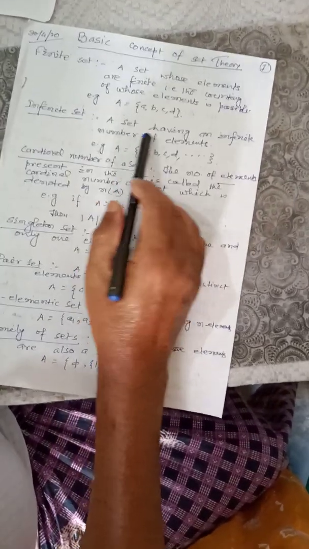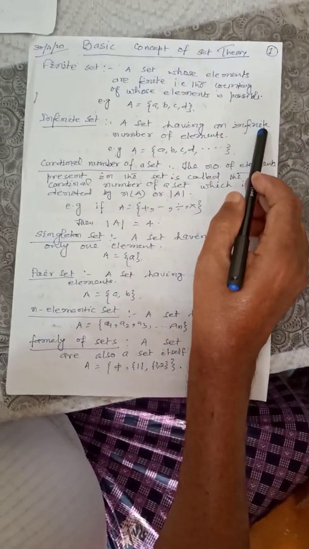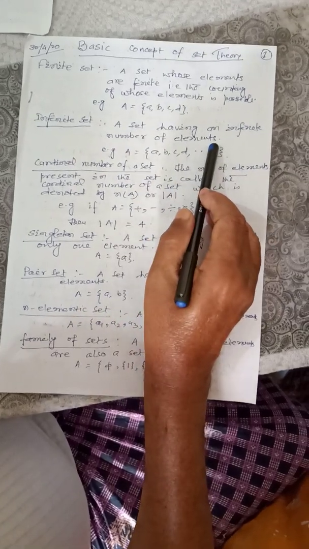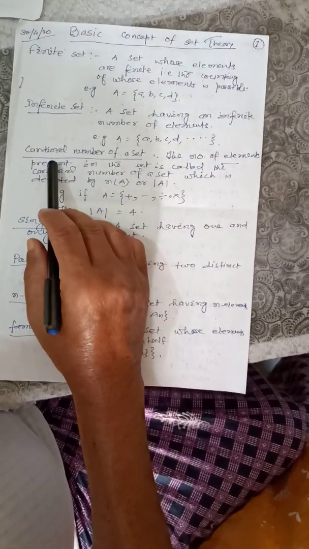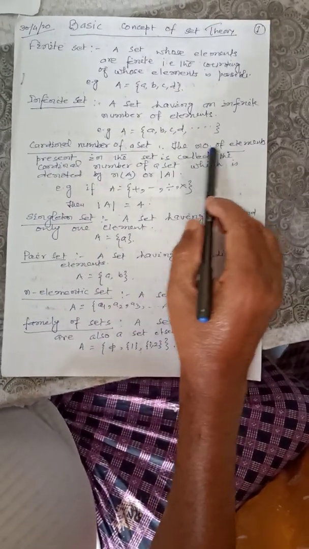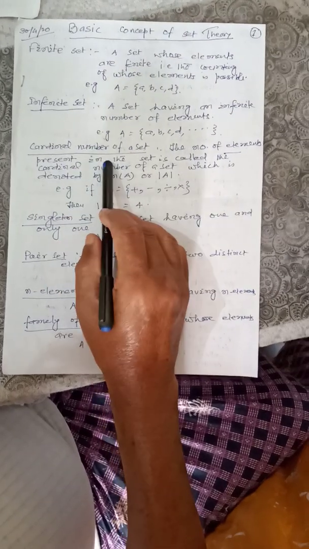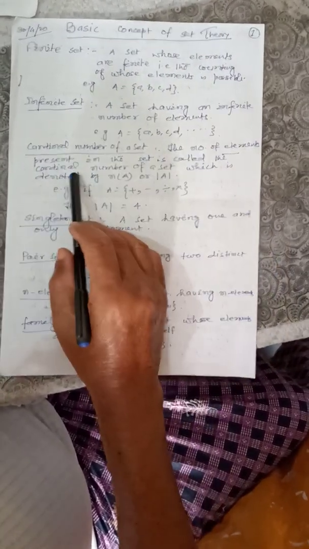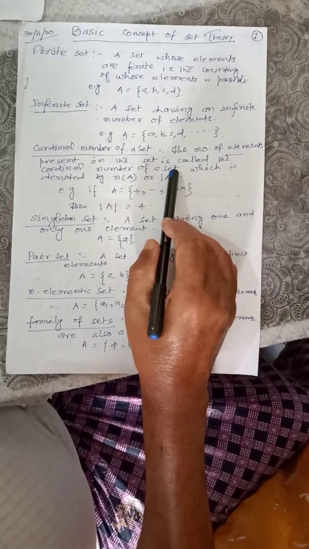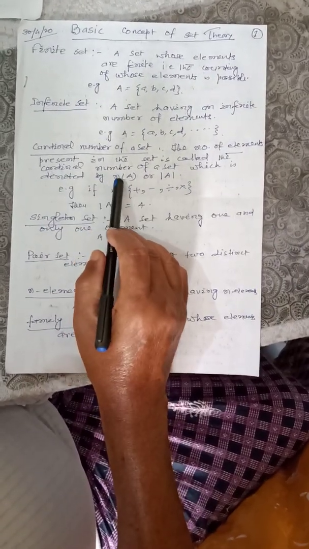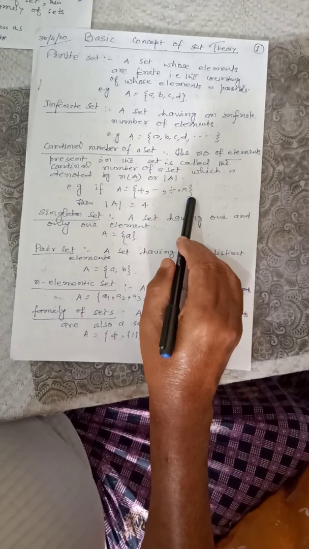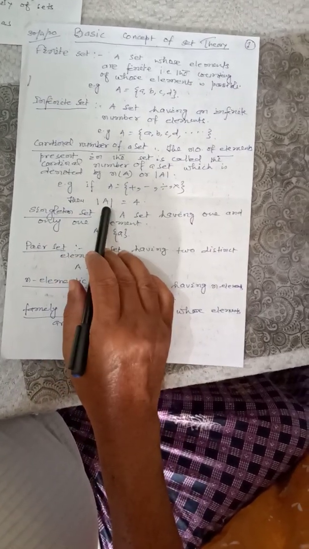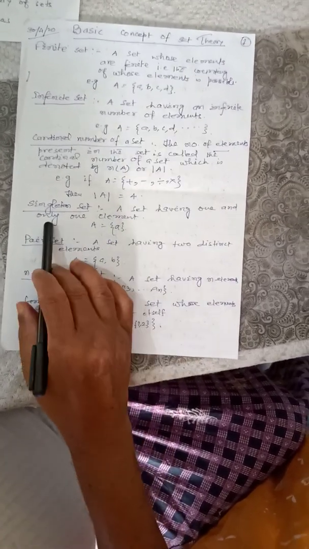Infinite set: a set having an infinite number of elements is called an infinite set. Cardinal number of a set: the number of elements present in the set is called the cardinal number of the set, which is denoted by n(A) or by this symbol. So, if A is equal to this much, then the cardinal of A will be equal to 4.